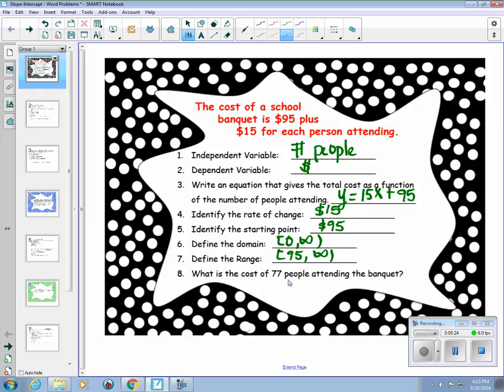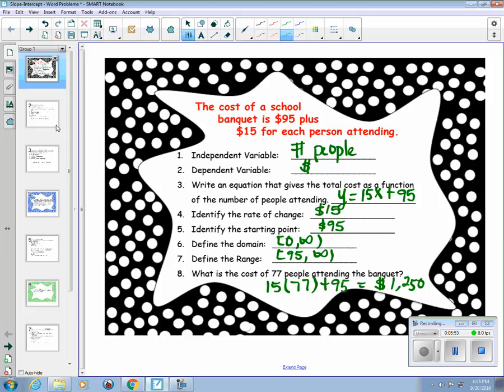How do I do this? You can plug it in or you can go to the table. Either way. But I don't know if I want to go to 77 on the table. So you're going to say 15 times 77 plus 95. So how much would that be? 1,250? All righty.